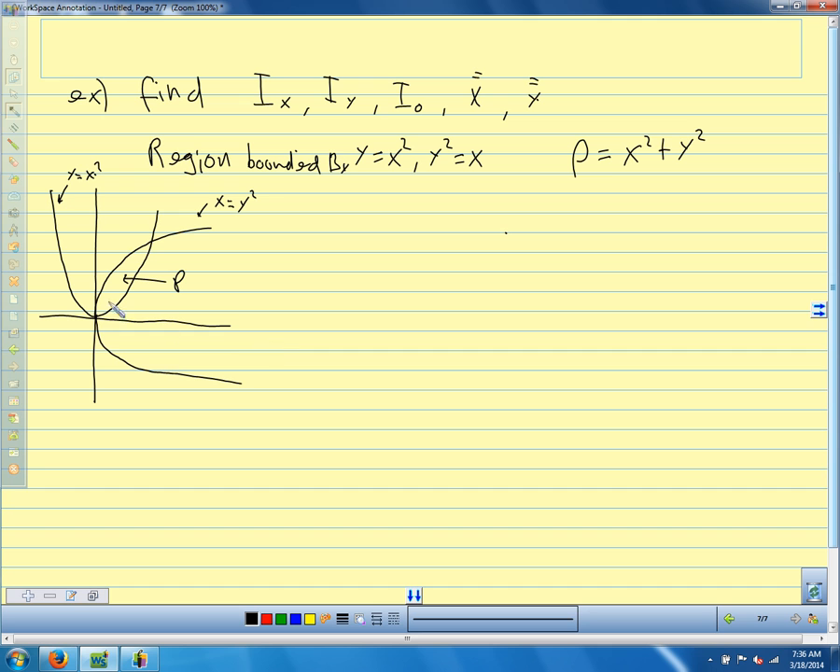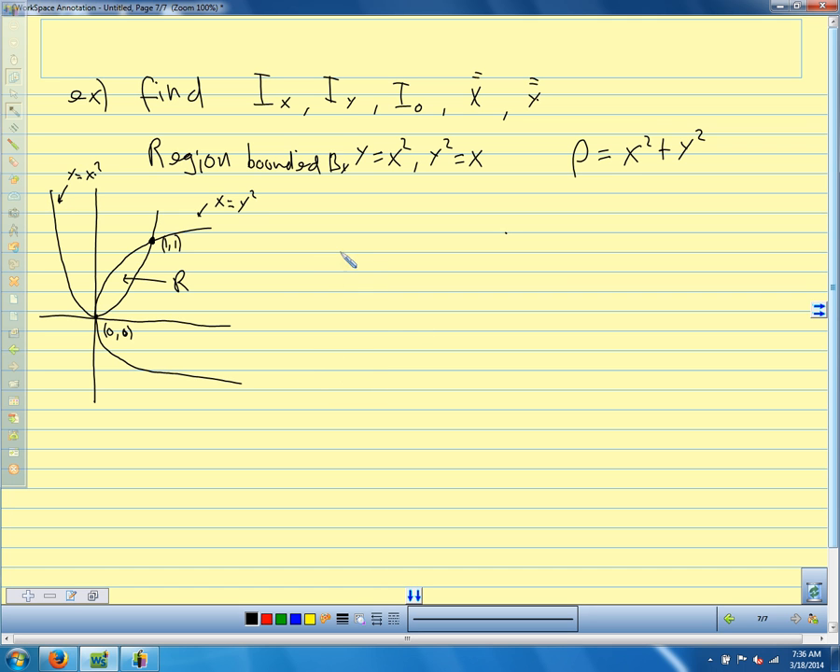So the boundaries of my region, the two curves intersect here at 0, 0. And where do they intersect here? What's this point? 1, 1. And this is 0, 0. So that's our region of integration.